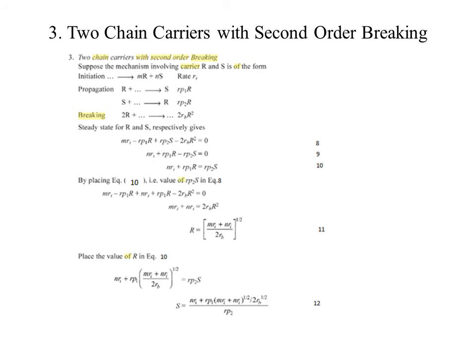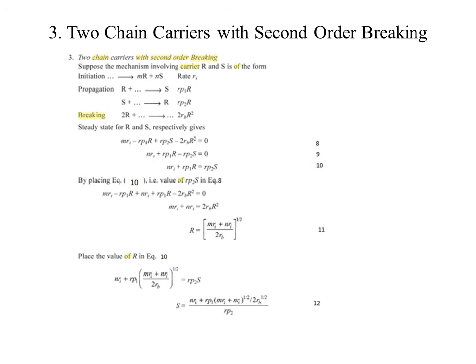Steady state for R and S respectively gives MRI minus RP1R plus RP2S minus 2RB R square, that is equal to 0. This is equation number 8. MRI minus RP1R minus RP2S, that is equal to 0, equation number 9. And NRI plus RP1R, that is equal to RP2S. This is equation number 10.